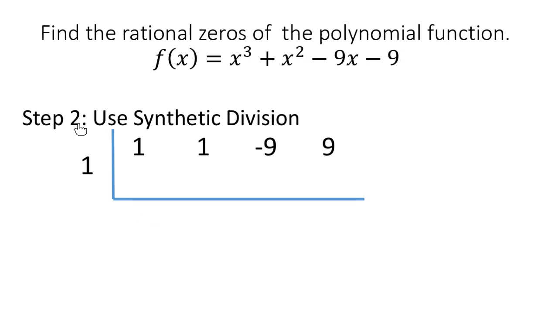So this is step number 2. We're going to take the 1 and we're going to apply synthetic division here. So I list my coefficients. Don't forget, if you're missing a term, you want to use a 0. We bring down the 1. 1 times 1 is 1. 1 plus 1 is 2. Then we're going to multiply 1 times 2, and that's going to give me a 2. Negative 9 plus 2 is negative 7. And 1 times negative 7 is negative 7, plus 9 gives me a positive 2. So if you notice, the last number here is not a 0.